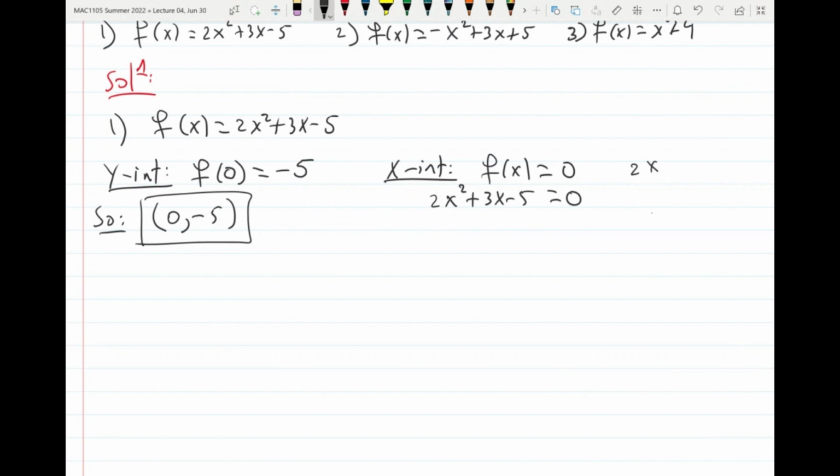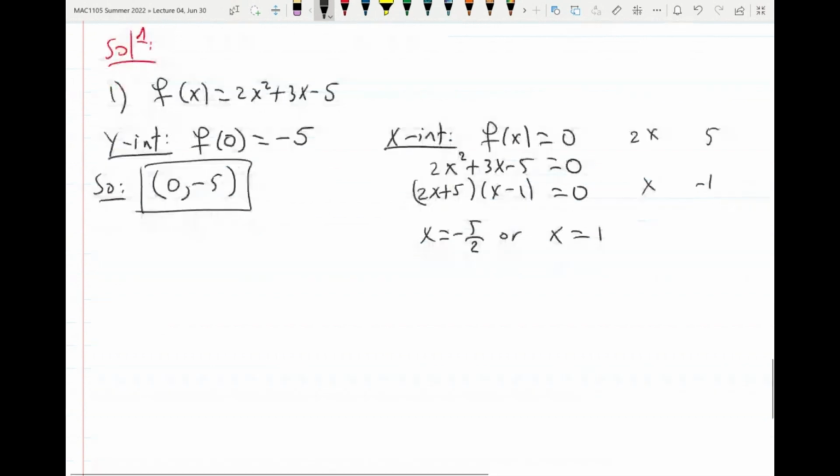So let's do 2x and x. And then I'm going to do 5 and 1. I'm going to put my negative here. So 5 minus 2 is 3. So it would be 2x plus 5 and x minus 1 equals 0. So we get x is -5/2 or 1.